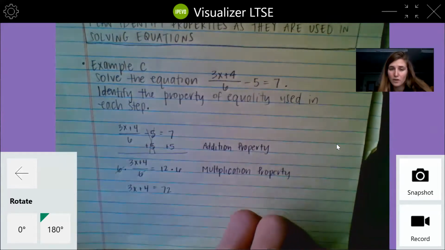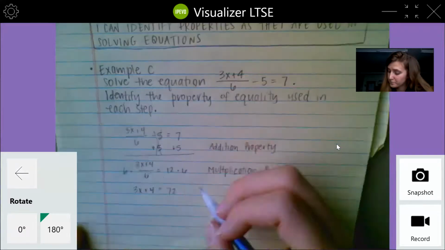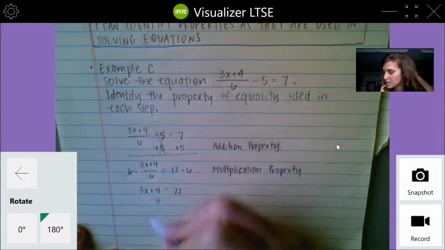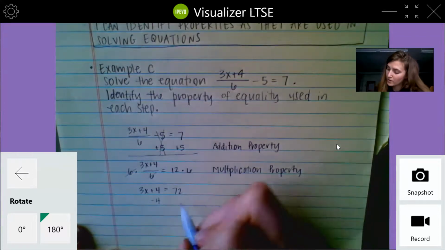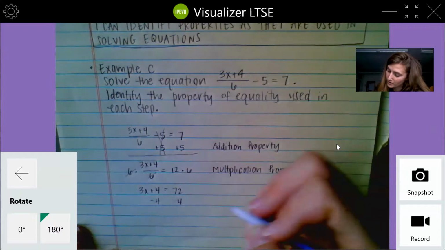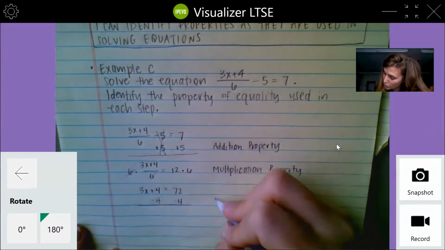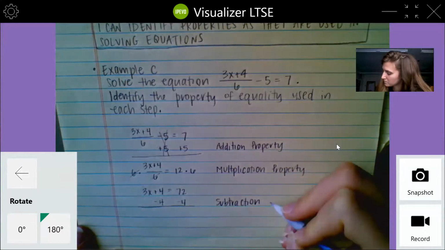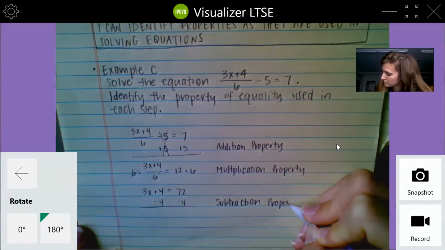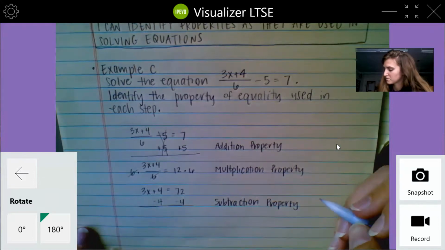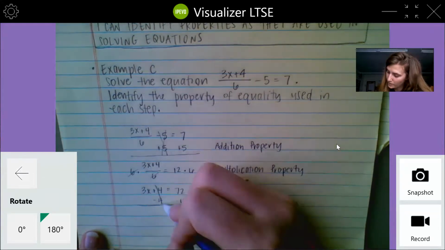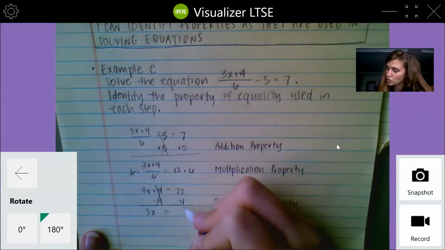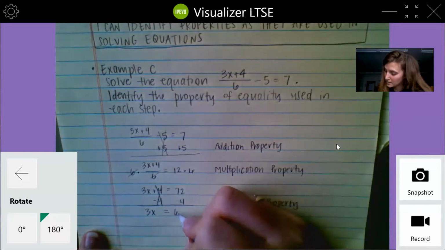So I need to get rid of my 4. In order to get rid of the 4, I need to subtract 4. I need to undo this addition. If I subtract 4 over here, though, I have to subtract 4 over here. And that is by the subtraction property. So these 4's cancel out, and I'm left with just 3x equals 72 minus 4, which is 68.